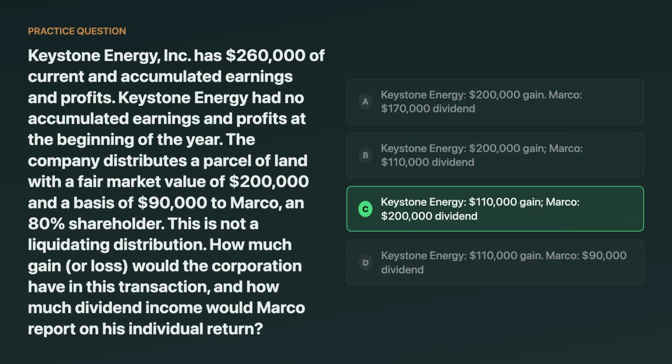Choice C is correct. Keystone recognizes $110,000 of gain, and Marco reports a $200,000 dividend. The corporation's gain is FMV minus basis, $200,000 minus $90,000. On the shareholder side, the distribution amount is FMV, $200,000, and because E&P is sufficient, it's dividend income. A common trap is calling the dividend only $110,000, confusing corporate gain with shareholder income.